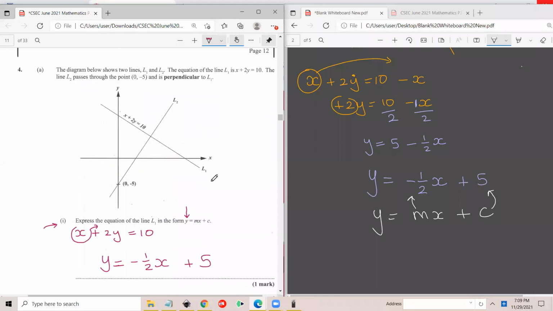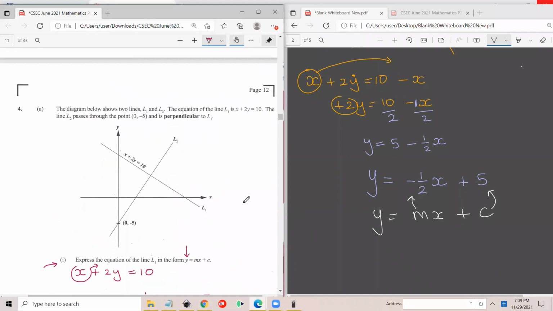So let's go back up here. For the first line, the gradient we now said was minus a half, right? M stands for the gradient. Without much calculation, you can do this in your head. Can you all tell me what's the gradient of L2? Of the line that they said was perpendicular.